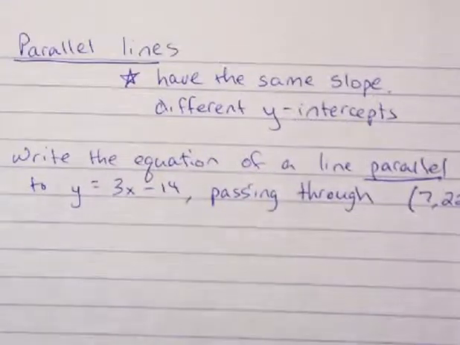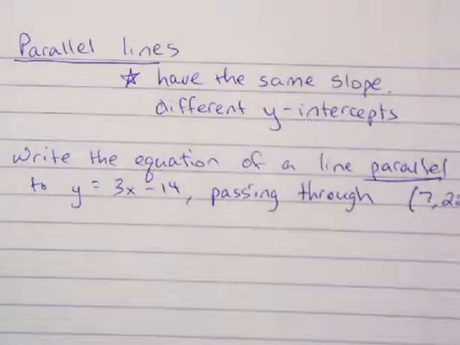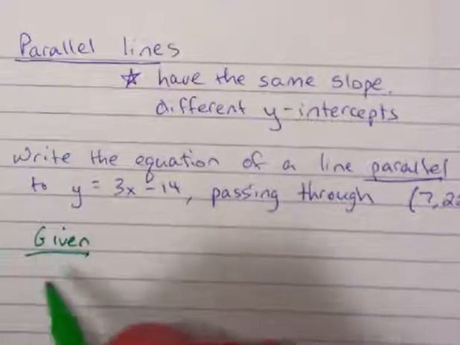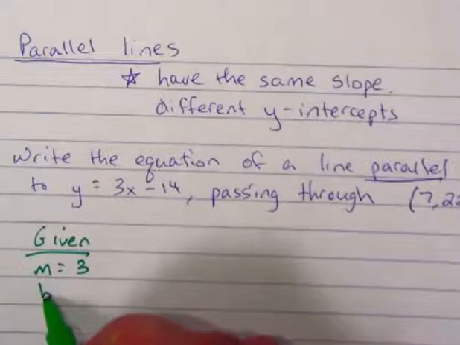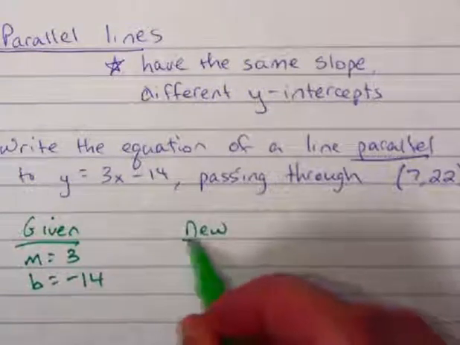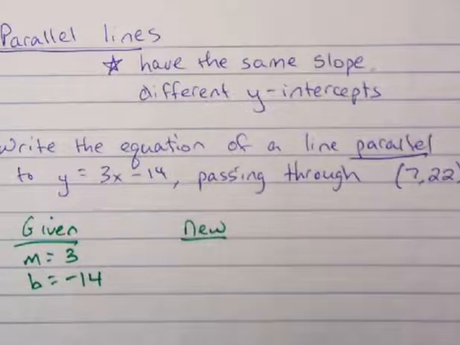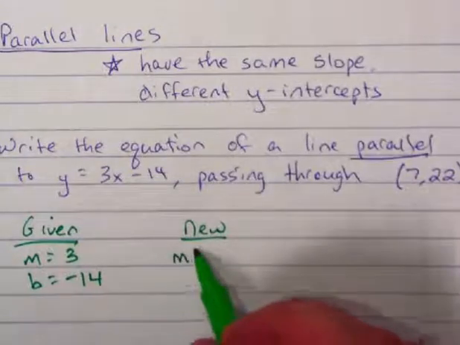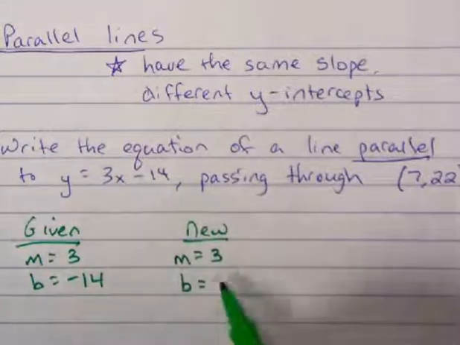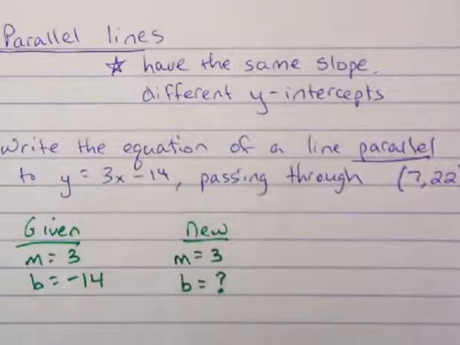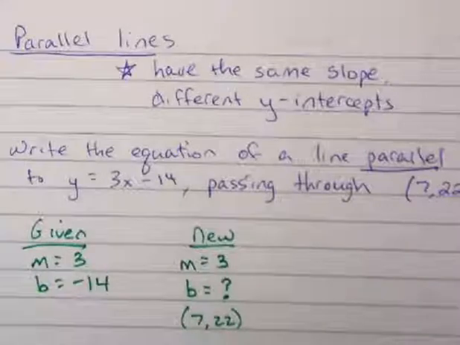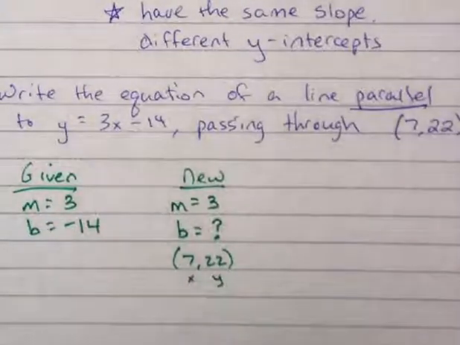Okay, so the first thing we know about parallel lines, we know that parallel lines have the same slope. The given line has a slope of 3 and a y-intercept of negative 14. We want the equation of a completely new line which is parallel to the given. The one thing we absolutely know is that it has exactly the same slope, but a different y-intercept. And the y-intercept of the new line is the thing that I don't know. The other thing we do know is that it goes through the point 7, 22, keeping in mind that that is an x and a y value.